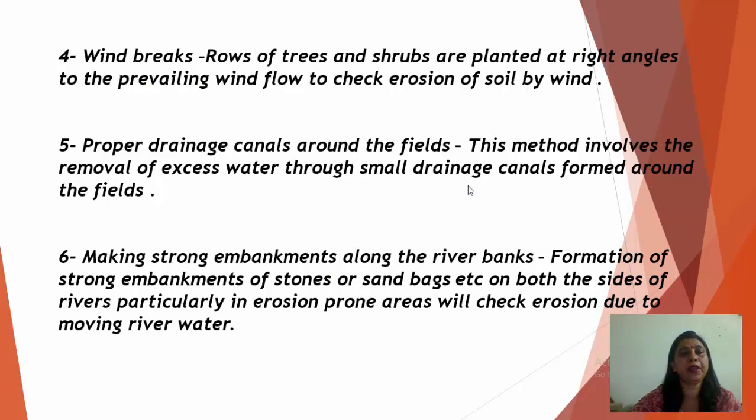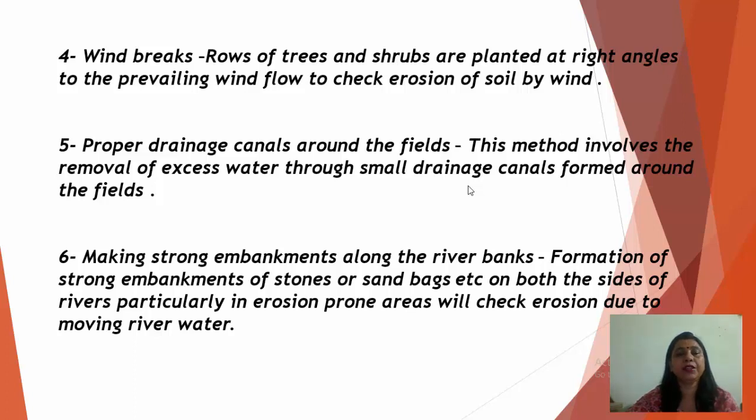Now next is the windbreaks. Rows of trees and shrubs are planted at right angles to the prevailing wind flow to check erosion of soil by wind. तो windbreaks में क्या करते हैं? Trees और shrubs बहुत लगाते हैं. वो इस तरीके से लगाते हैं कि जो डायरेक्शन ऑफ विंड होता है उसके राइट एंगल्स पे. और जब हवा बहेगी तो जो ये पेड़ होते हैं they act as the windbreaks means विंड की स्पीड को कम कर देते हैं जिससे कि soil erosion ना हो.